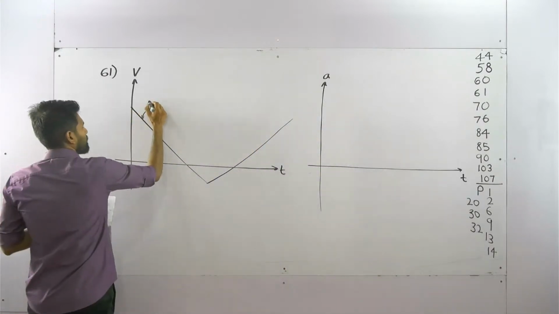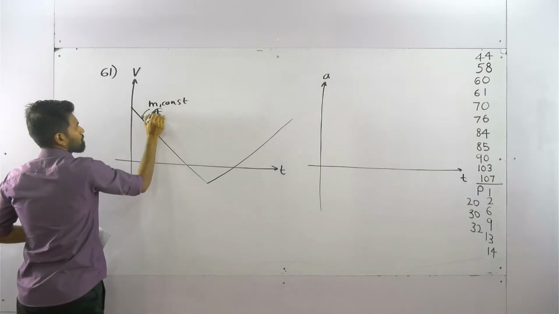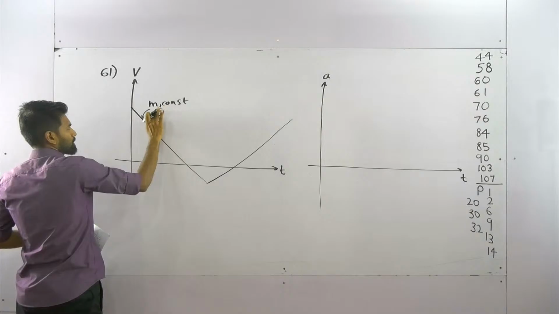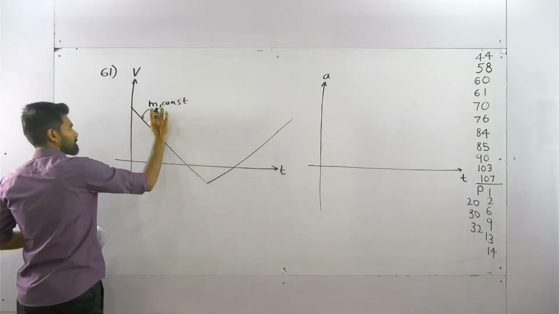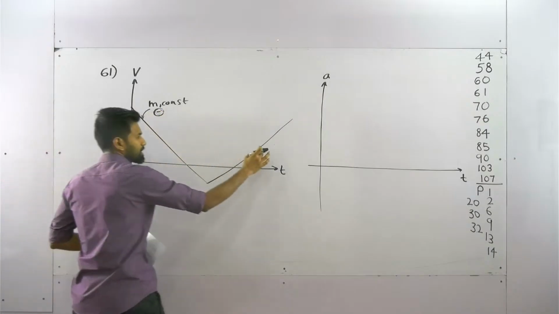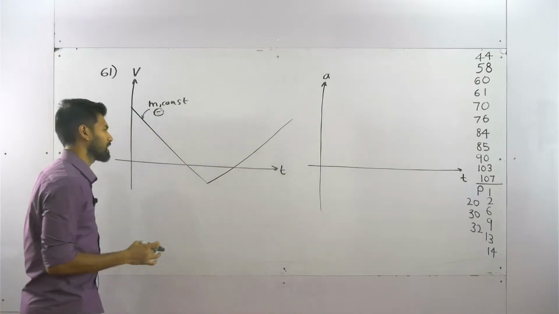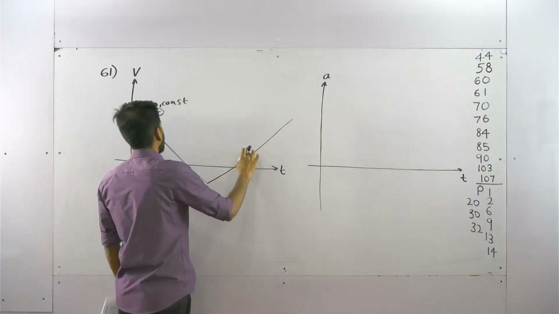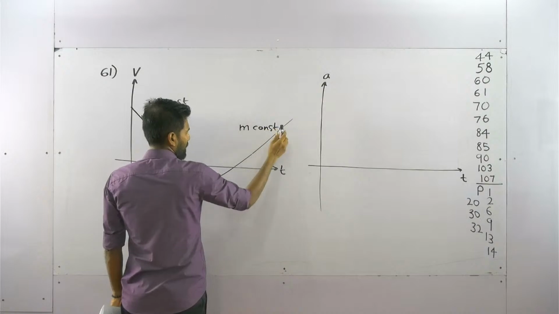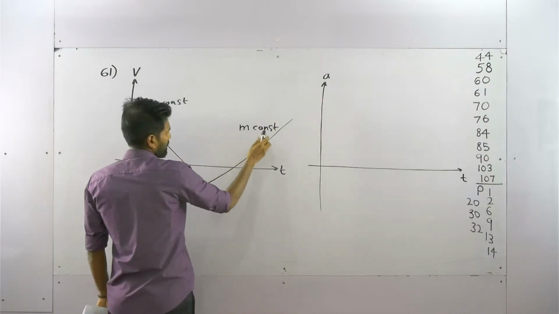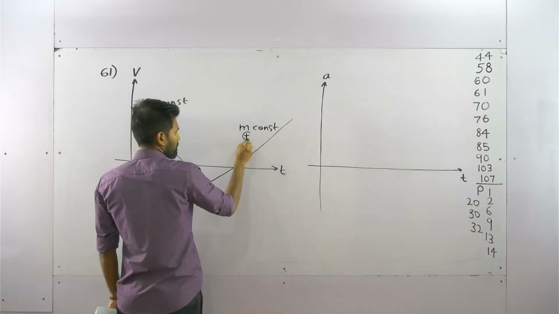So this is m constant and it's negative, creating an obtuse angle with the positive x-axis. And this one is creating an acute angle with the positive x-axis, and it's a constant gradient graph as it's a straight line, and as it's creating an acute angle, the tangent will be a positive value, so the gradient is positive.